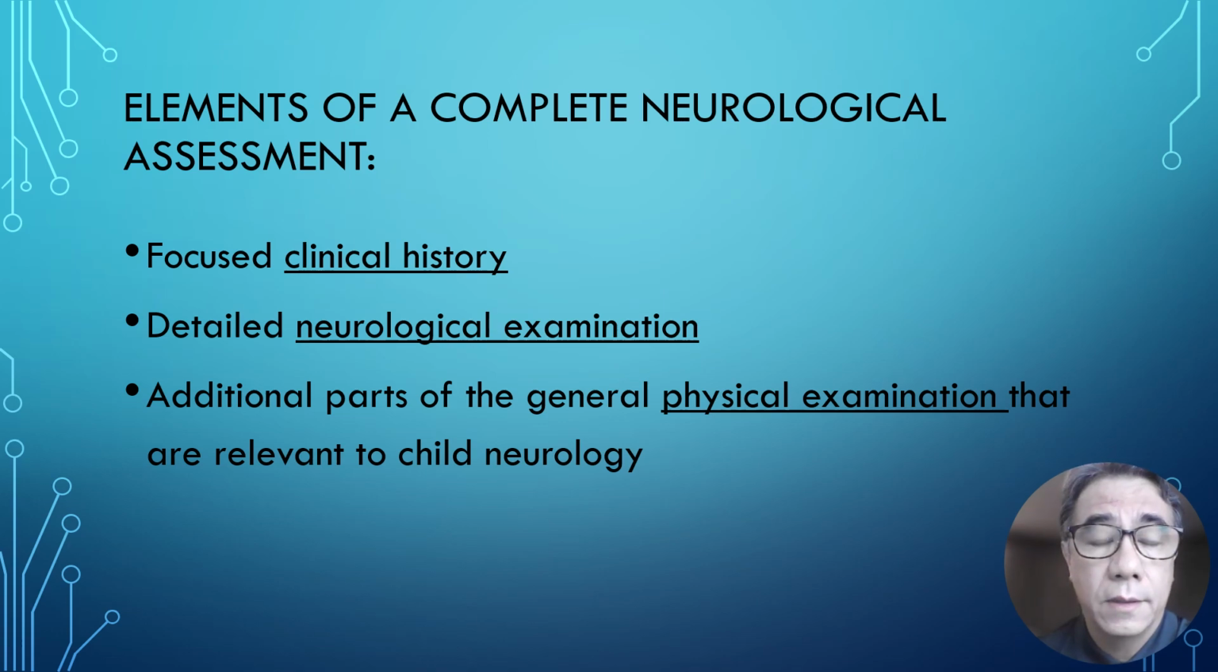So the elements of a complete neurological assessment include the following: a focused clinical history, detailed neurological examination, and a focused physical examination in terms of relevant parts of the PE that are important to child neurology.